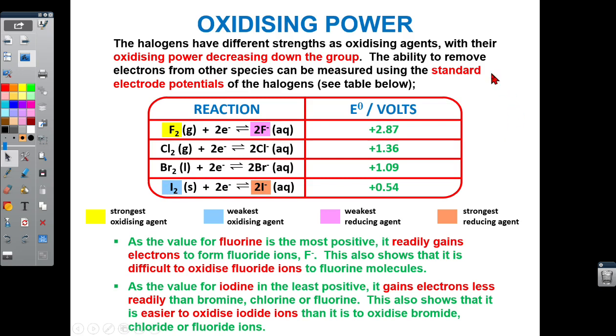Okay, so all that stuff should be relatively familiar. The only new thing here are these electrode potential values, but don't get stressed by these. You will come across them when you do your redox work in year 13, but suffice to say, a bigger number means that this equilibrium will lie towards the right-hand side, and that tells us that that species is a very powerful oxidizing agent. Smaller number, equilibrium lies more to the left-hand side, iodine is a very poor oxidizing agent.